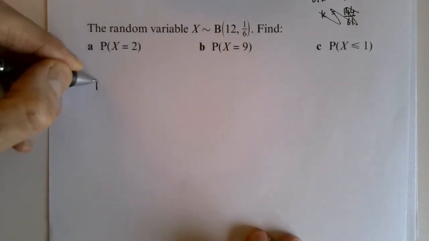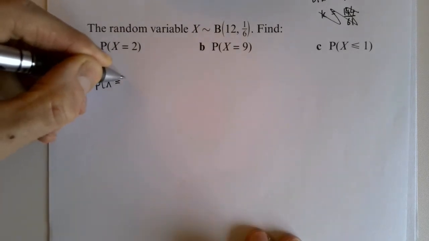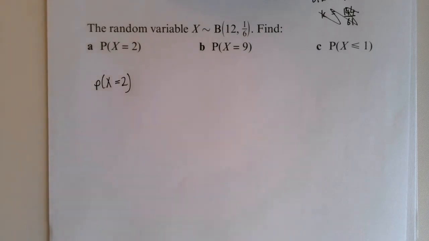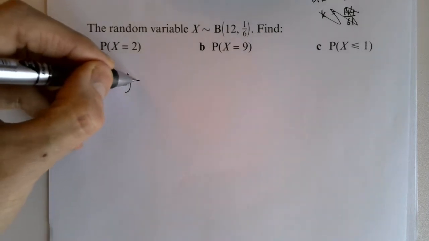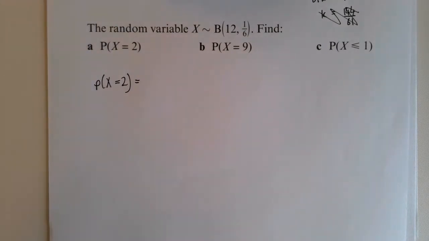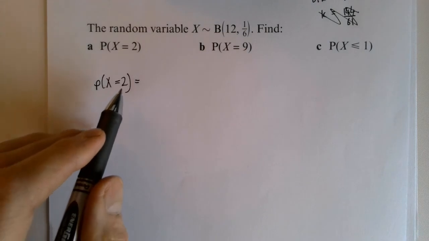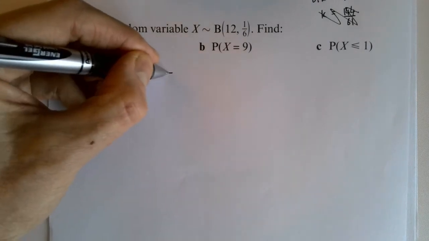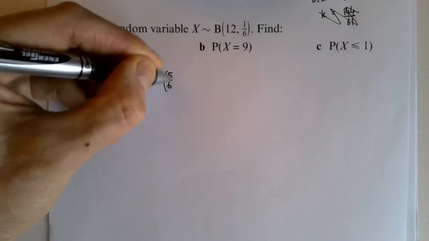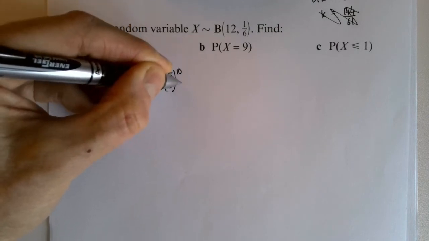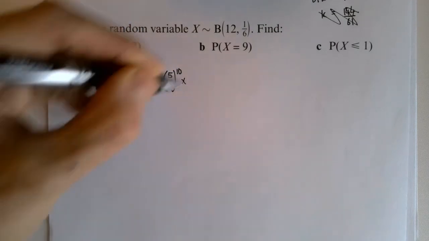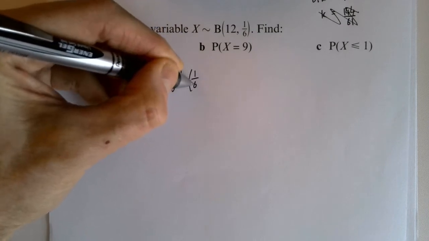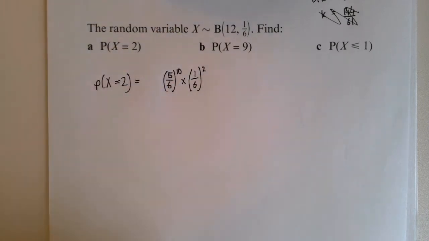So the probability that x is 2, well, just like the binomial distribution in pure maths, my answer to this, just like each term in the expansion, will have 3 parts to it. So I've got, if I'm winning 2 times, I'm going to fail 10 times, and I'm going to win 2 times. And it doesn't matter which way round I do those two, obviously.